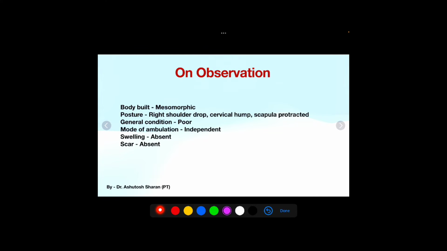Next one is observation. Body build is mesomorphic. Posture: right shoulder drop, cervical hump, scapula protracted. You need to note down all of these things because our rehabilitation protocol will be based on them. General condition is poor, mode of ambulation is independent. What does ambulation mean? Ambulation means movement, and this is why the word ambulance came into existence. So ambulance means moving care. All right. Swelling is absent, scar is absent, so there is no need to worry about that.